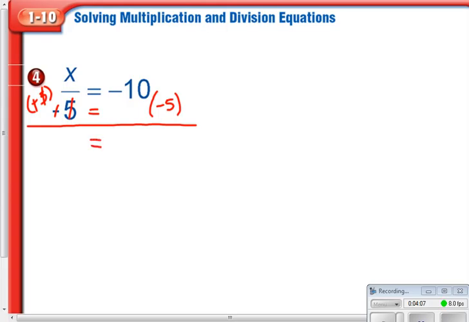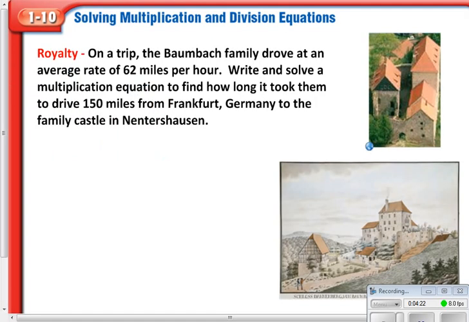Equal sign lines up. Your negative 5s cancel, leaving you with x. On the right side, we had negative 10 times negative 5, which gives us 50. Last example, tying everything together with integers, word problems, and solving equations here.